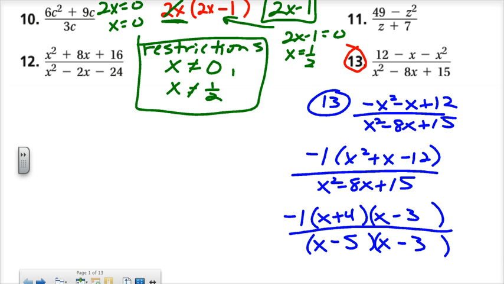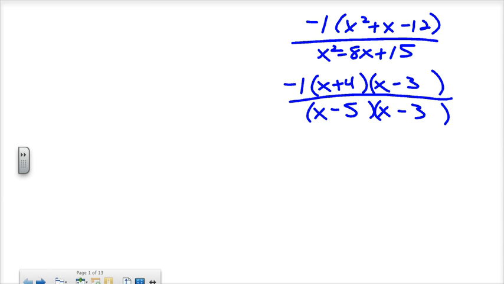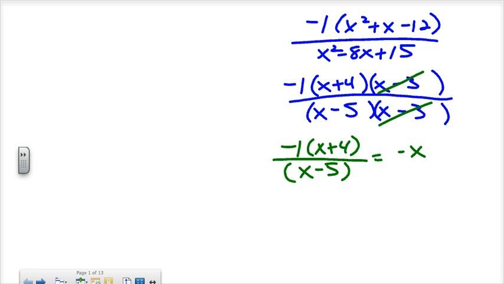So now we want to go ahead and cancel, but you don't want to make it so you can't see what's going on anymore. And that's because we still need to talk about restrictions. So our numerator would be negative 1 times x plus 4 over x minus 5, or negative parentheses x plus 4 over x minus 5. And if you're thinking, well, why leave the parentheses there? Because it shows we knew what we were doing. We knew to factor out a negative of that before we tried to do any canceling.